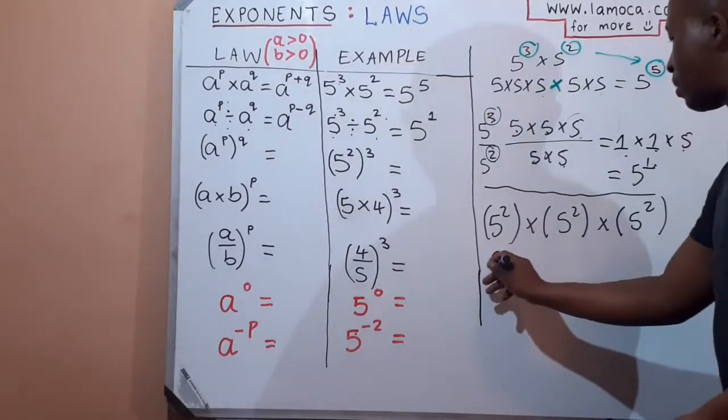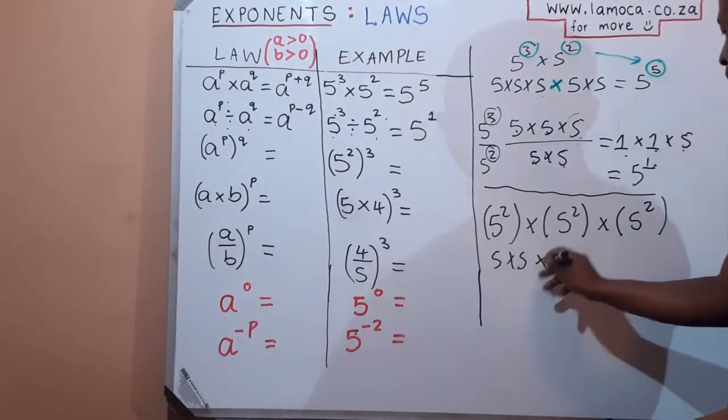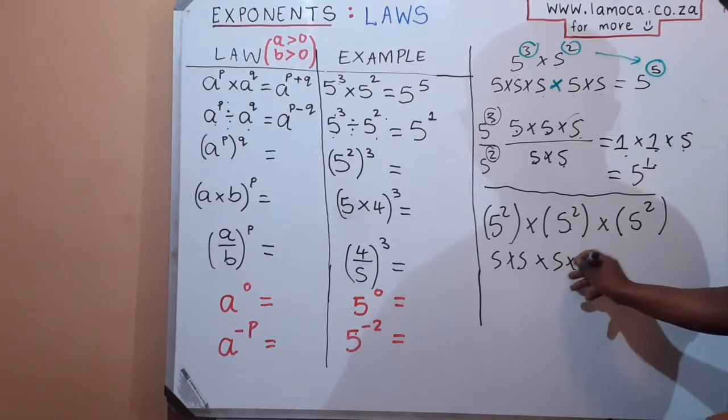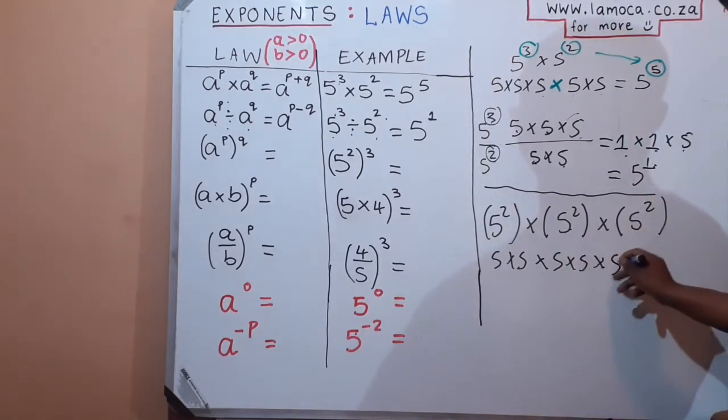Now 5 squared just means 5 times 5, and the second 5 squared means another 5 times 5, and the third 5 squared means another 5 times 5.